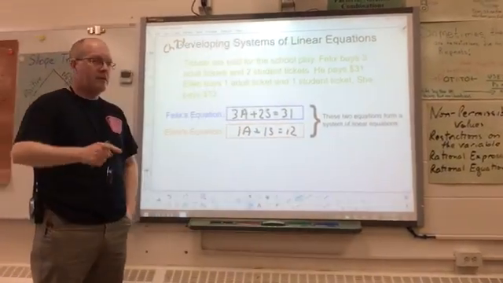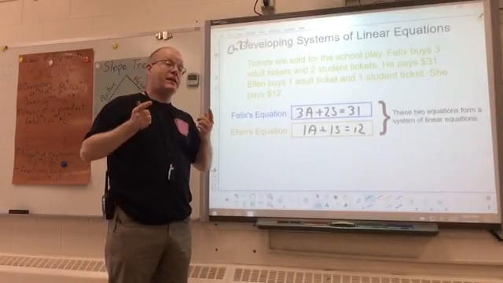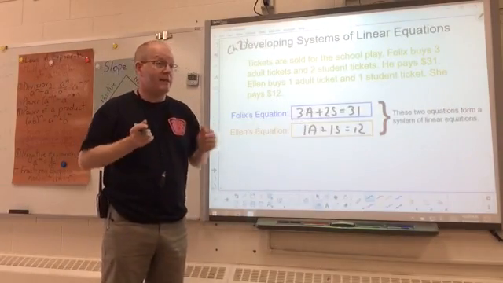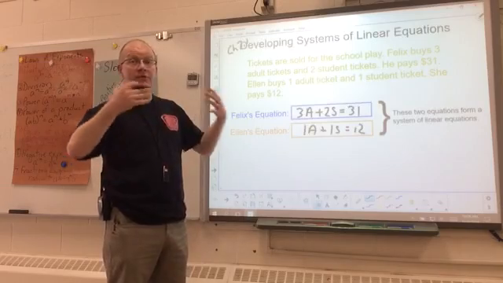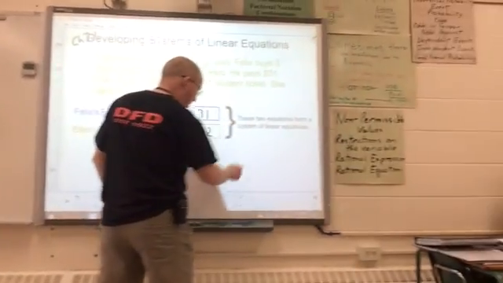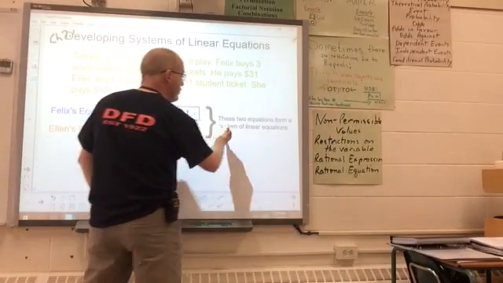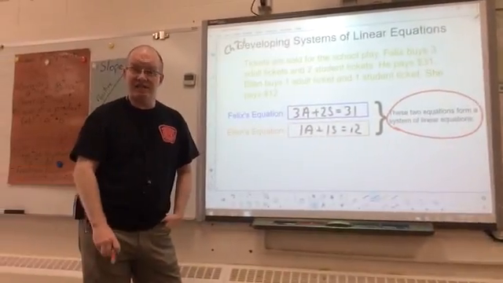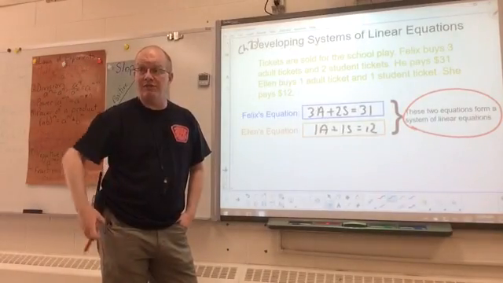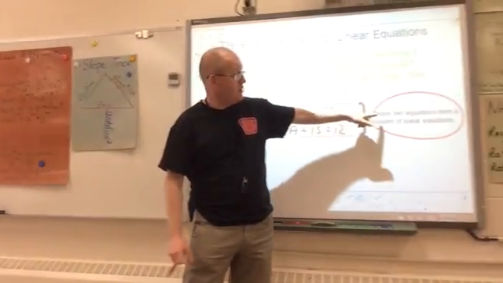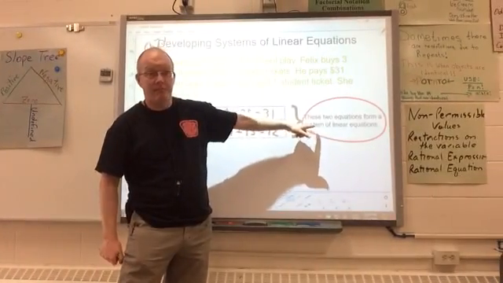Now, if you think about it, adult, student, it makes sense. If you want to call it X and Y, that makes sense too, because, of course, we're going to be graphing this stuff later. Now, these two equations form a system of linear equations. This is a definition you have to know. I will come back to this in a minute and give you time to write it out. But 2 equations form a system.